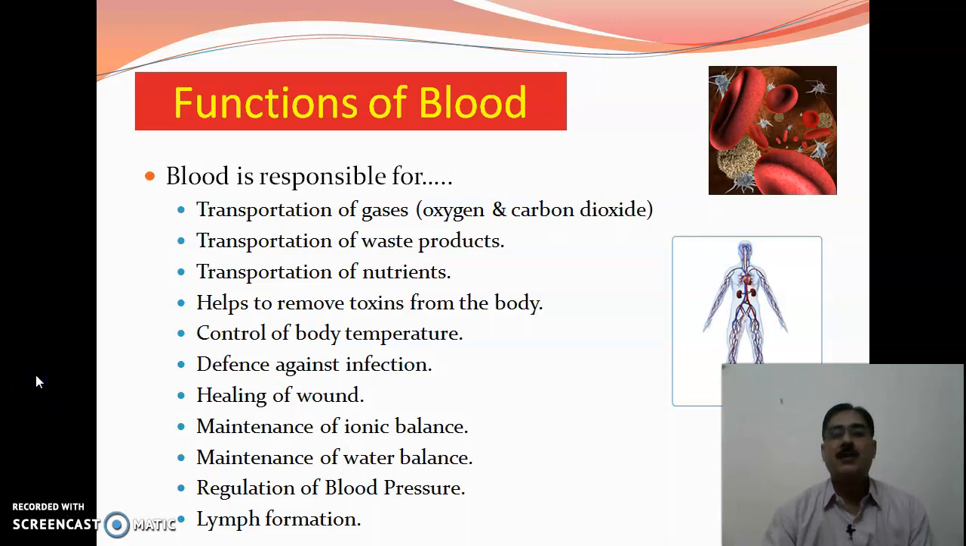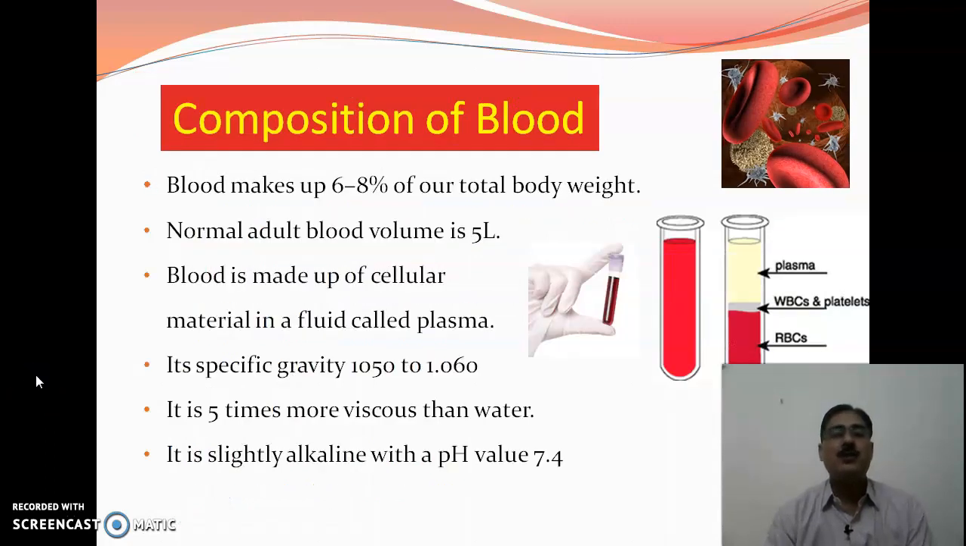Now let us consider the composition of blood. Blood makes up approximately 6 to 8% of our total body weight. A normal adult blood volume is 5 liters. It may increase up to 5.5 liters in a human being who weighs more than 70 kg.